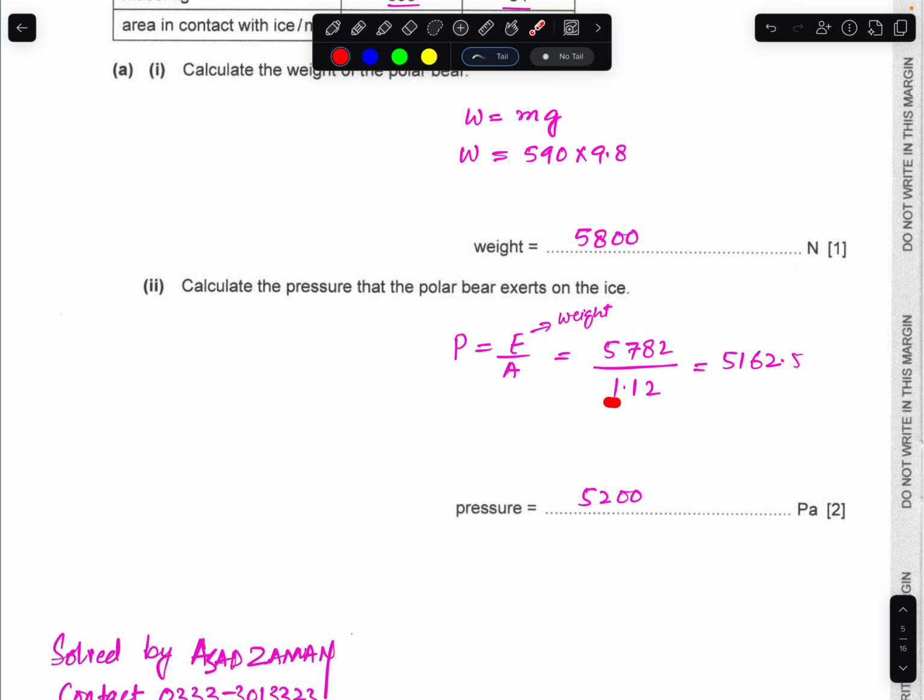So 5782 divided by 1.12, and we are getting 5162.5, and if we are rounding that off to two significant figures, we must be using the same unit. Yeah, and the rounded answer to two significant figures is 5200.